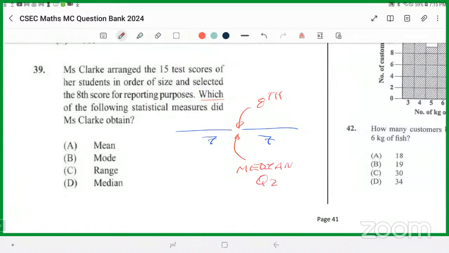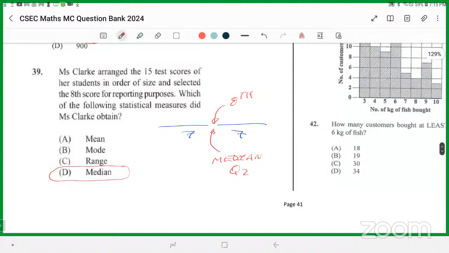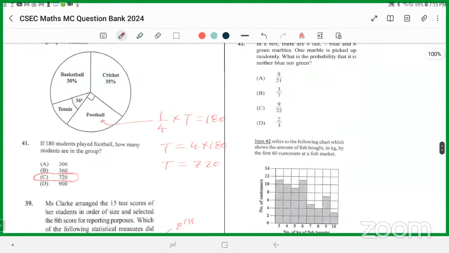Which of the following statistical measures did Miss Clark obtain? The median. Middle of 15 values, the 8th one is in the middle. 7 and 7, and the median is the 8th one. That's that. Easy, easy, easy, easy.